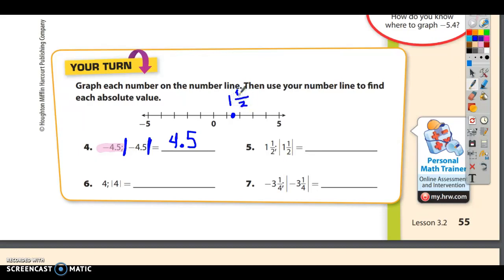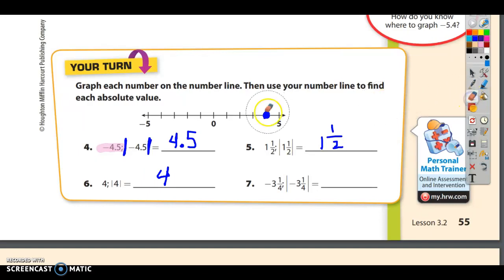So I graphed it. Now I'm going to figure out its distance from 0. 0, 1.5. It is 1.5 spaces from 0. Notice the absolute values so far are always positive. It's because distances are always positive. Number 6 is 4. 4 is 1, 2, 3, 4. It goes right here. And I already counted the spaces. 4 is 4 spaces from 0. So the absolute value of 4 is 4.